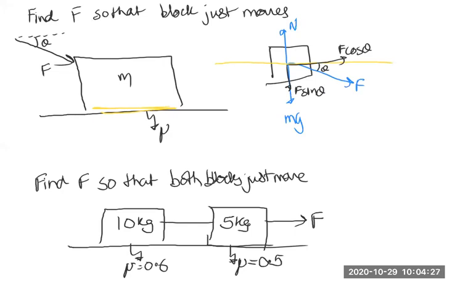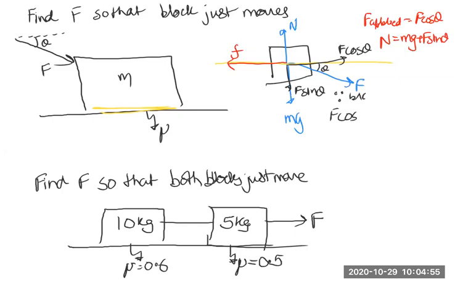So we get f applied, f cos theta. N is equal to mg plus f sine theta. Friction must be opposite to F applied. And if I apply the second law, so since block just moves, this is very important. F cos theta is equal to mu n.